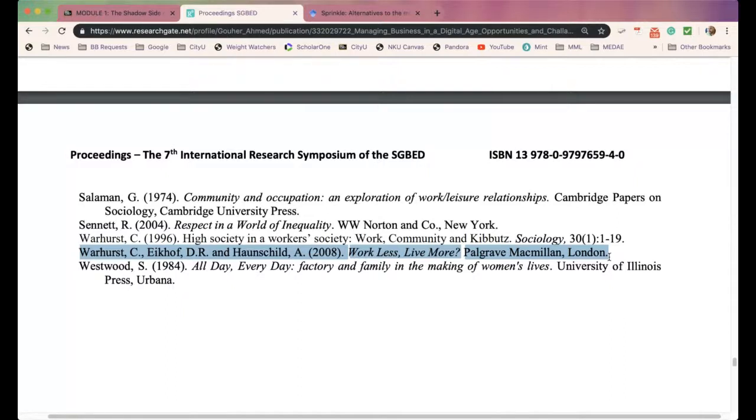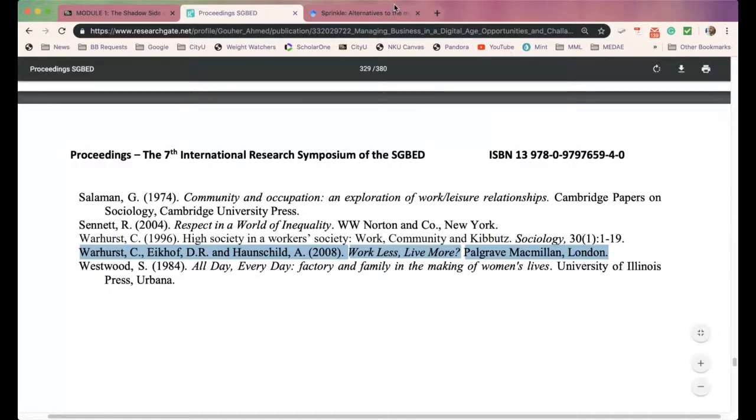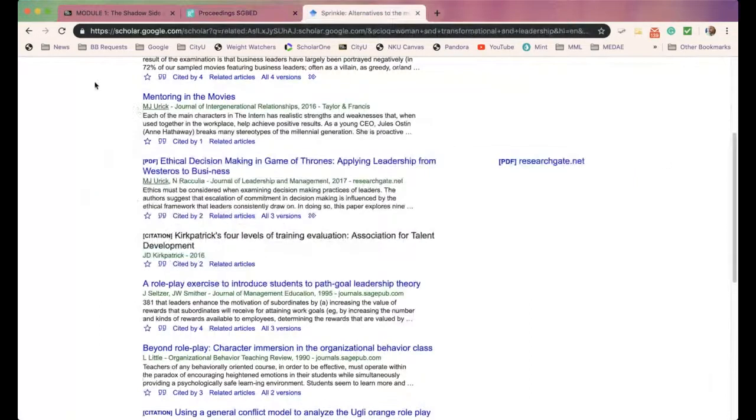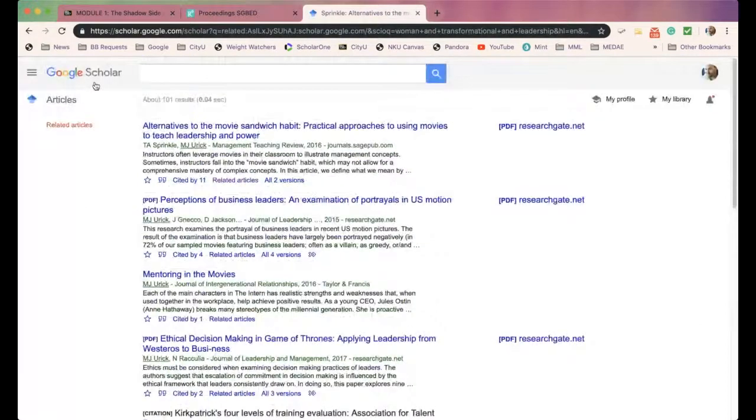Is Google Scholar peer reviewed? Google Scholar is just a place to collect academic articles. It is not peer reviewed, nor is it not peer reviewed. You have to evaluate the article yourself to see this.